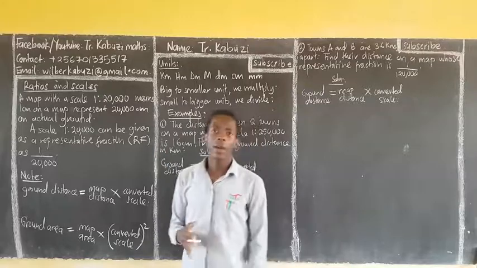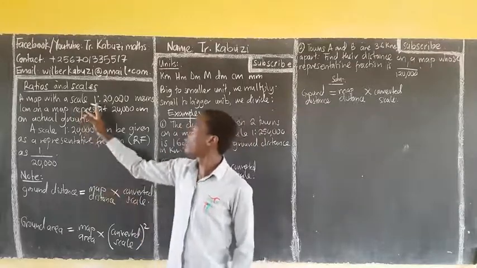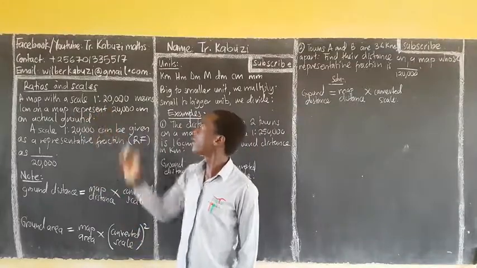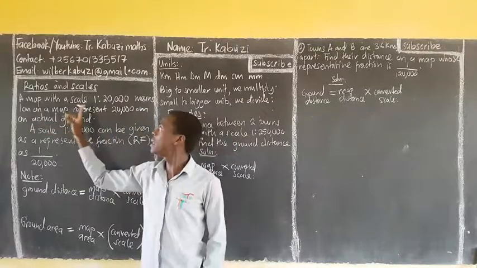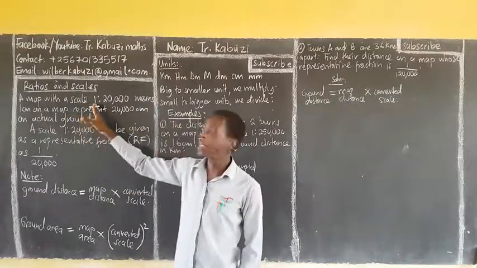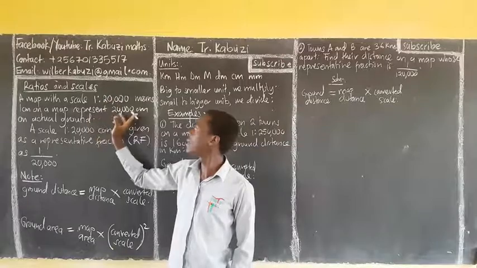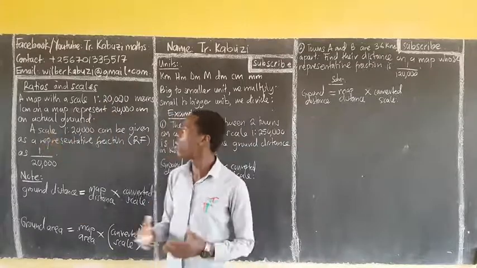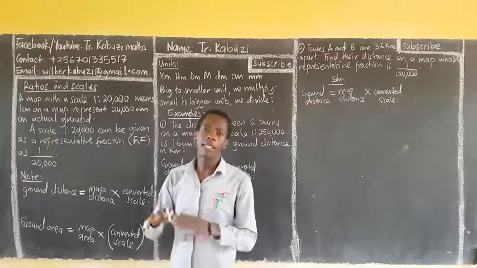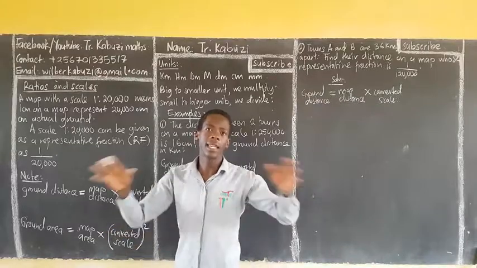Now, to start with, a map with a scale of 1 to 20,000 always means 1 centimeter on the map represents 20,000 centimeters on the actual ground. You know that the map is just a representation of a certain area.